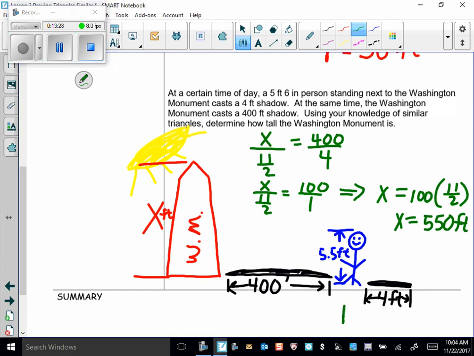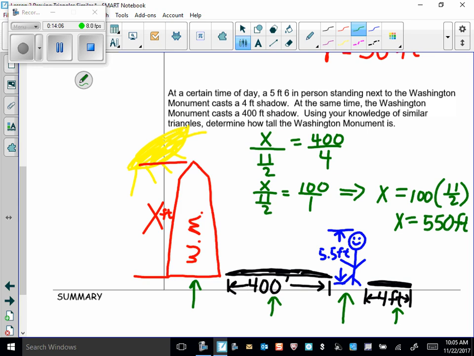So here's our 5.5-foot person, and I put in 5.5, and then here's the shadow, hers, 4 feet. And it says at the same time, the Washington Monument, which is right here, as you can plainly see, casts a 400-foot shadow. So here's the shadow of the monument. Using your knowledge of similar triangles, similar polygons, similarity proportions, determine how tall the Washington Monument is. So I really need this picture here to help me figure out how to set up my proportion. And once I have that, I'm good to go.